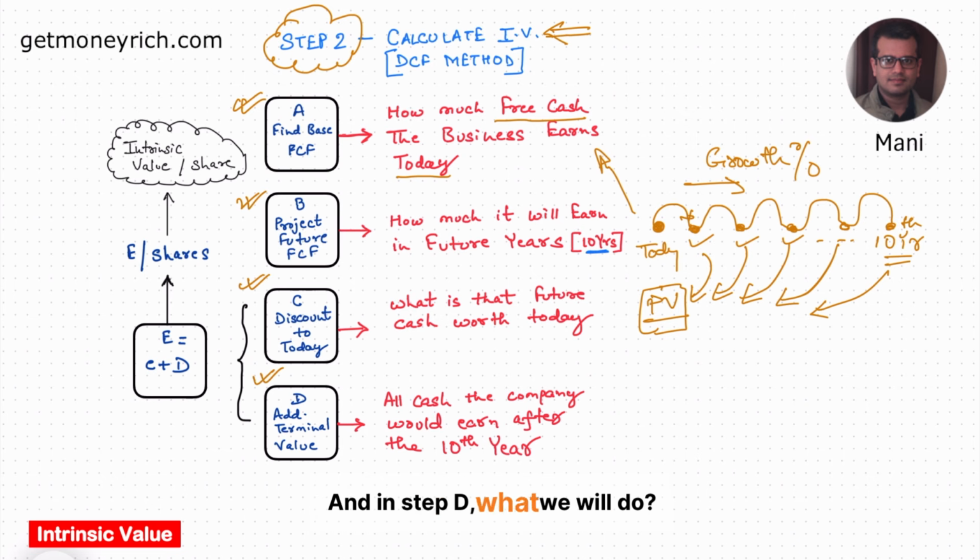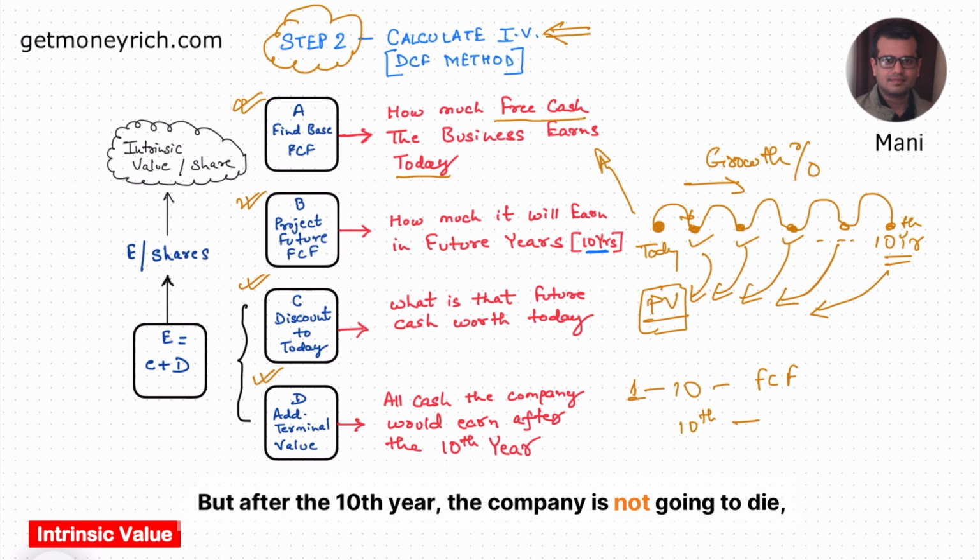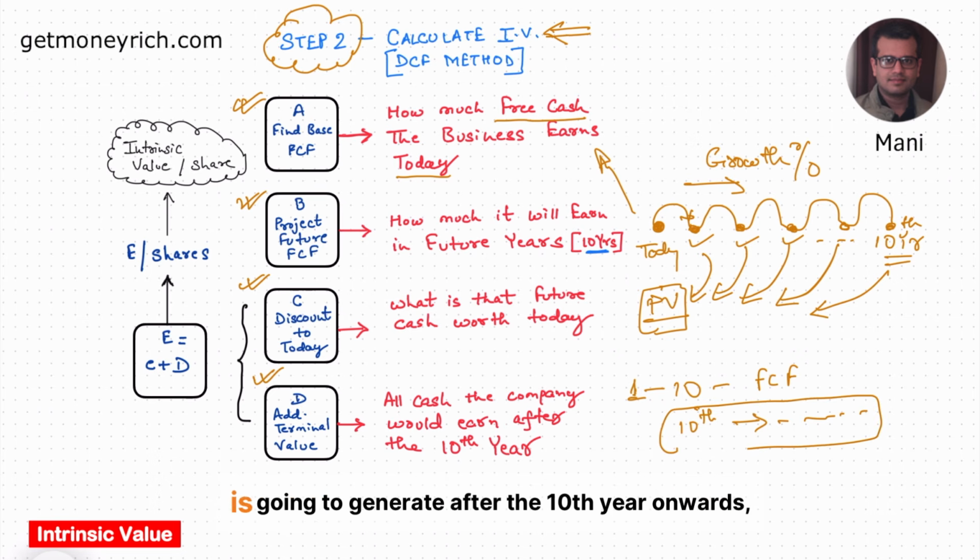In step D, basically what we are doing is, from year 1 to year 10, we are estimating the free cash flow of the company in step B. But after the 10th year, the company is not going to die. It will continue its operations, right? So based on all the cash flows that the company is going to generate after the 10th year onwards, we will use those cash flows as an estimate and try to calculate the value of the business, and that value of the business is called the terminal value of the business. So this we will do in step D.